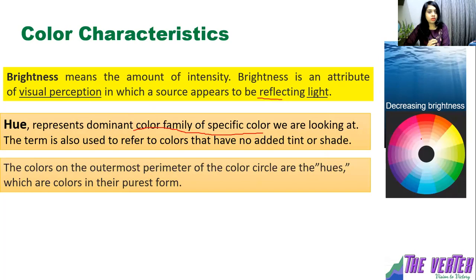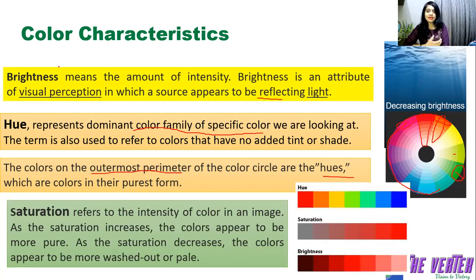So if you concentrate on this, this is a red color family, wherein red is dominant on the outer circle, or here is a family of orange color, or yellow color or green color family. So on the outermost perimeter you can see the dominance of a particular color or color family, and that is known as hue. All the colors on the outermost perimeter of this color circle are hues, which are colors in their purest form. So these are the purest forms of colors.